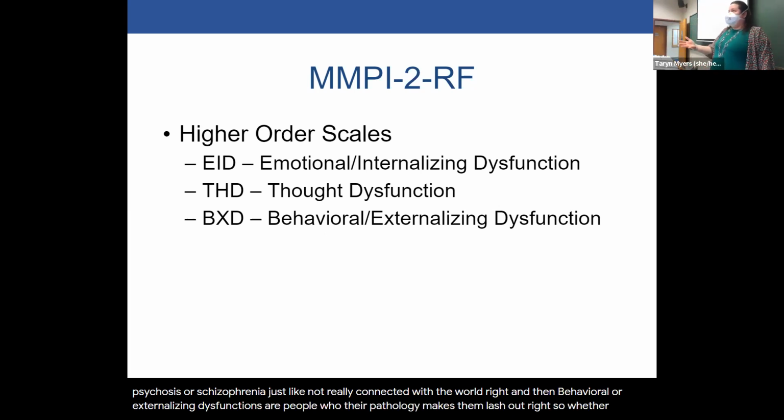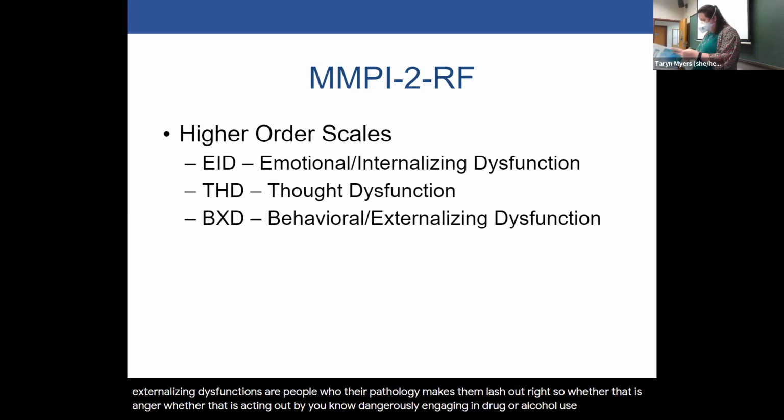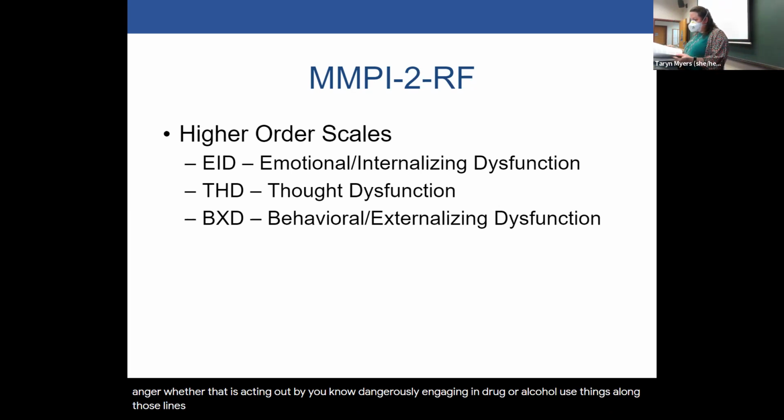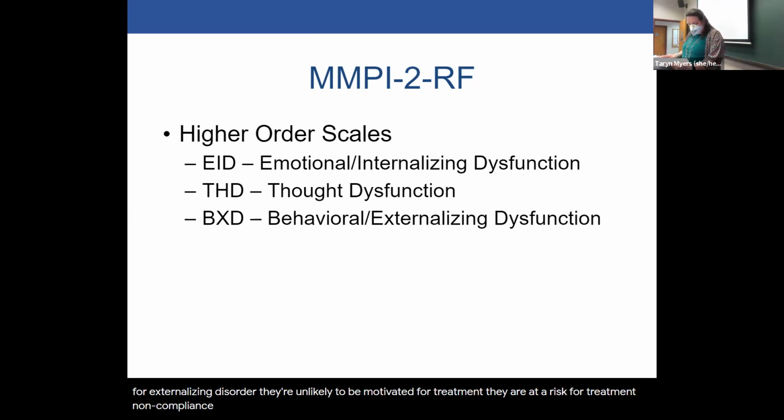So whether that is anger, or acting out by dangerously engaging in drug or alcohol use, things along those lines. So, for example, let's say you score high on this BXD scale. They indicate acting out behavior that's likely to result in marked dysfunction and to have gotten them into difficulties. You should evaluate for externalizing disorder. They're unlikely to be motivated for treatment. They are at risk for treatment non-compliance. And inadequate self-control is something you should focus on.